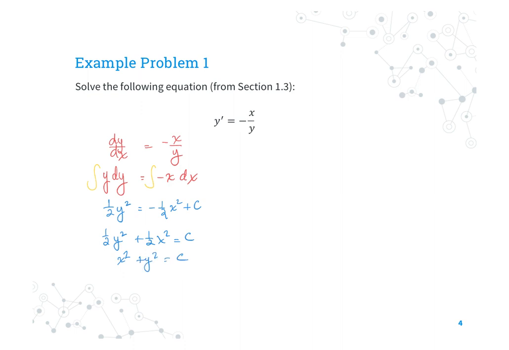And that is the equation of a circle. So this is exactly what we found when we did the direction field. So this would be a family of solutions that are concentric circles where the radius is the square root of c. So it's kind of cool.